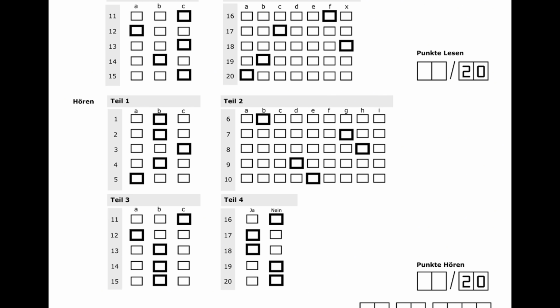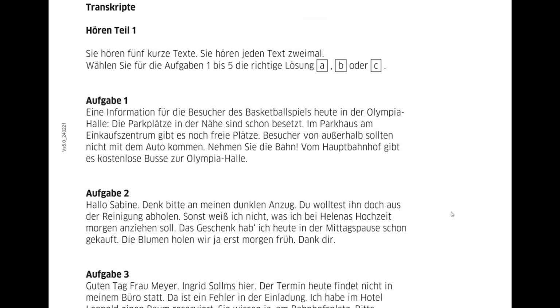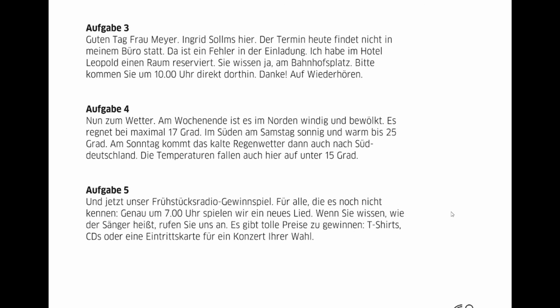Now let me show you one more important thing related to Hören. So at the end, you will have this section called Transkripte. This is the written text of the recordings that you will hear, and this is very helpful for you. For example, if you are practicing and you don't understand some words, then you can come over here to the Transkripte and read the text so that you understand what is being said. And this is for all the different parts.